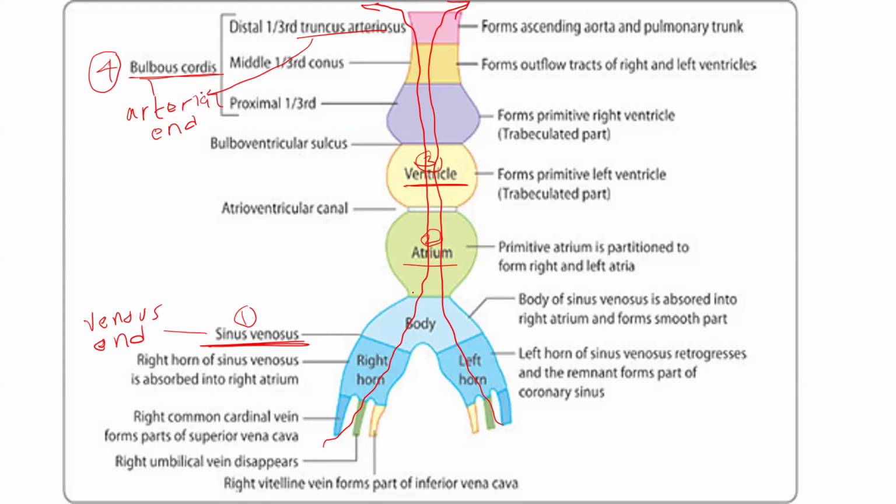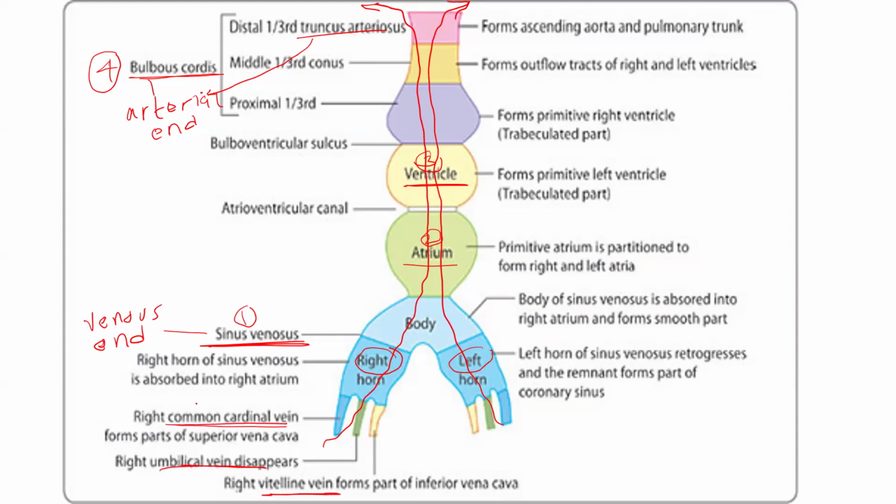Now, those are the dilatations. We have discussed the dilatations. Now, the sinus venosus is the venous end. It is receiving venous blood. The sinus venosus has two horns, a right horn and a left horn. Each horn receives three vessels, what are known as common cardinal vein, umbilical vein, and vitelline vein.